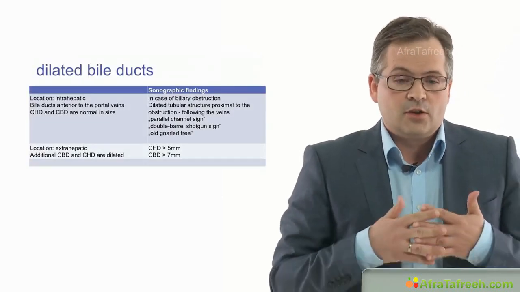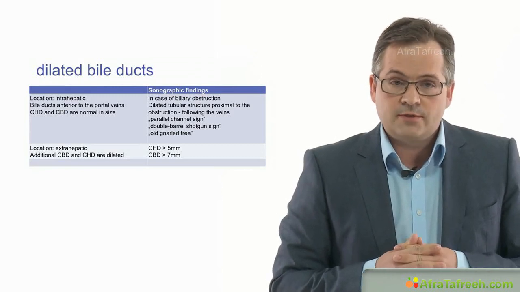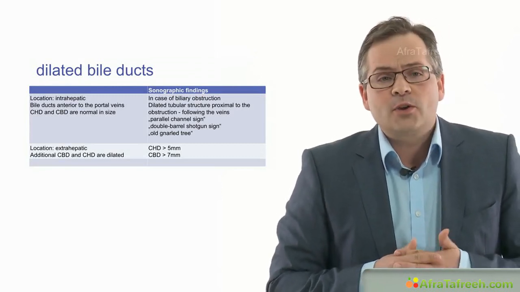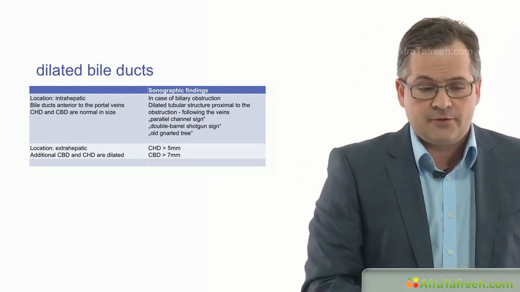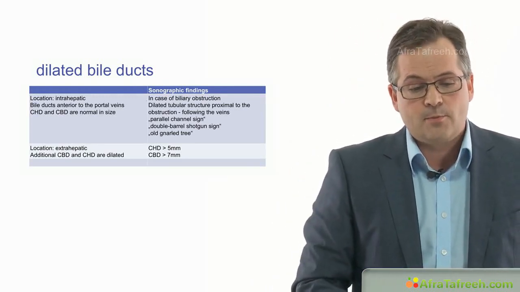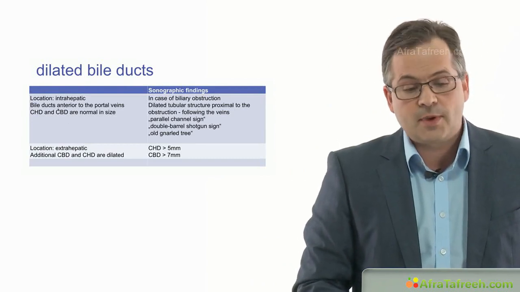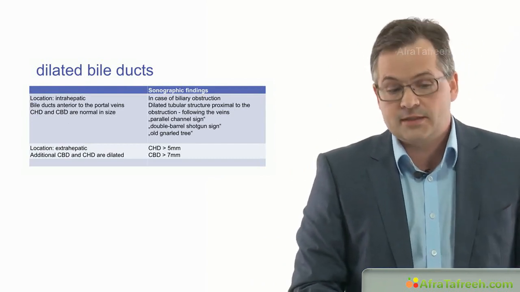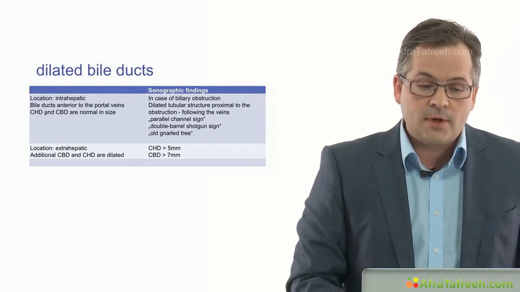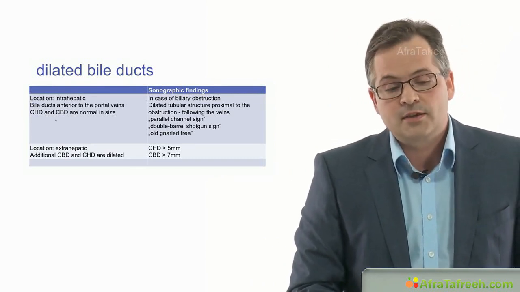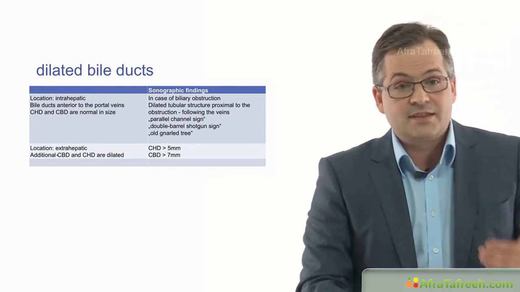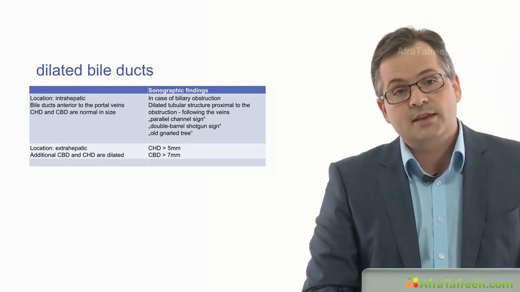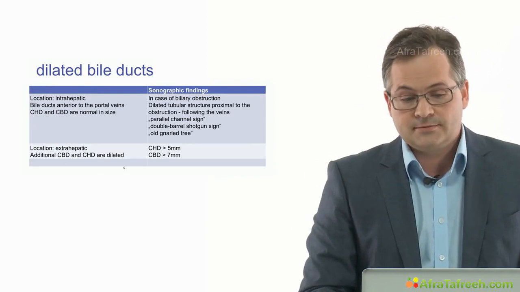But let's look for the location of the blockage of the bile ducts. When we are concerned with dilated bile ducts, we look for the level of obstruction. If the level is intrahepatic, bile ducts are dilated, so the bile ducts anterior to the portal veins are dilated, and the common hepatic duct and common bile duct are normal in size. If the location is extrahepatic and distal, also the common bile duct and the hepatic duct are dilated.